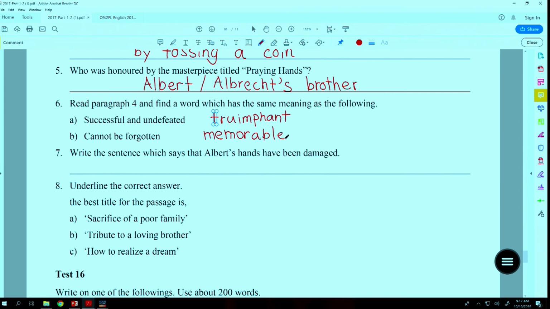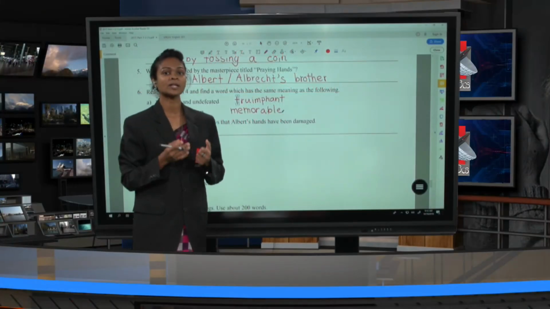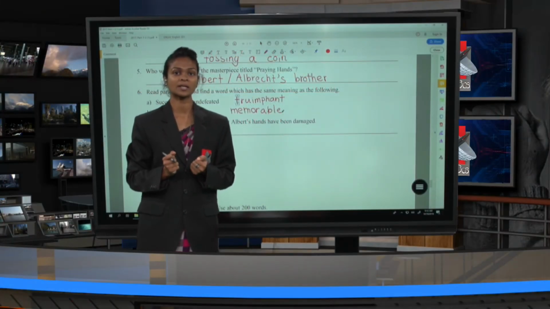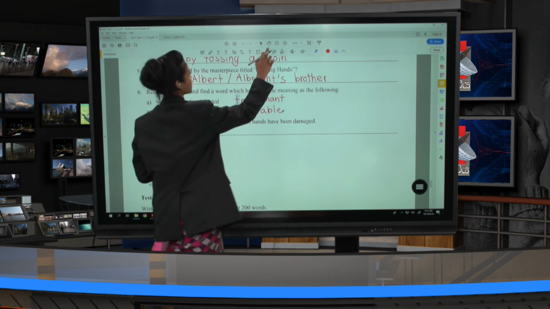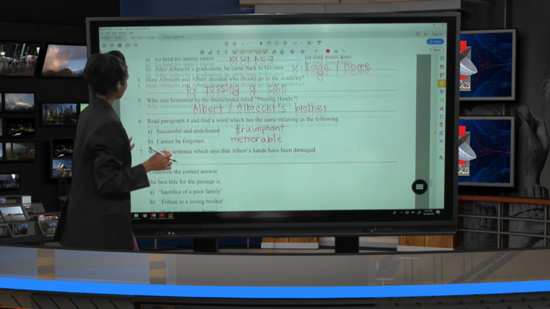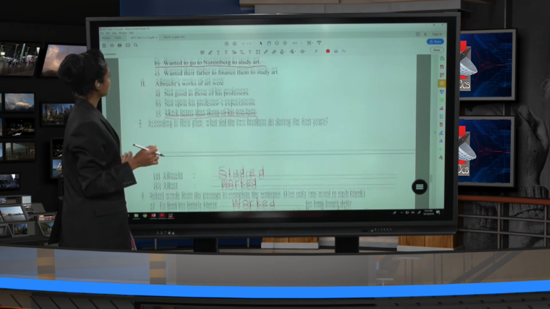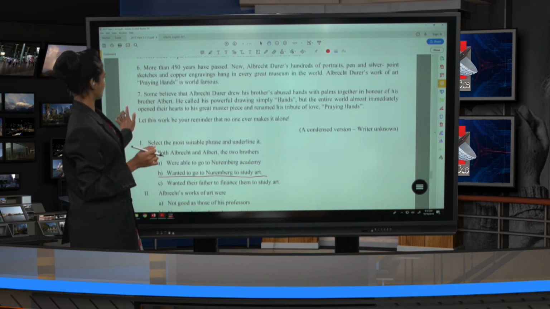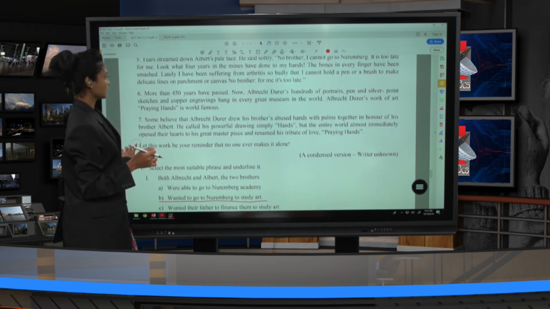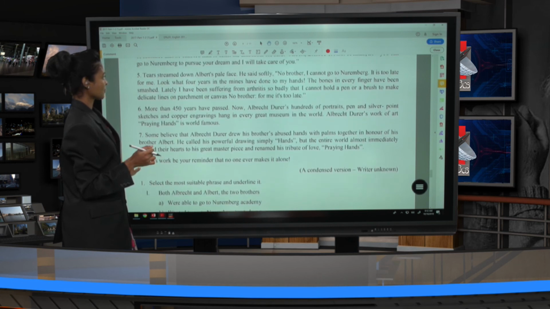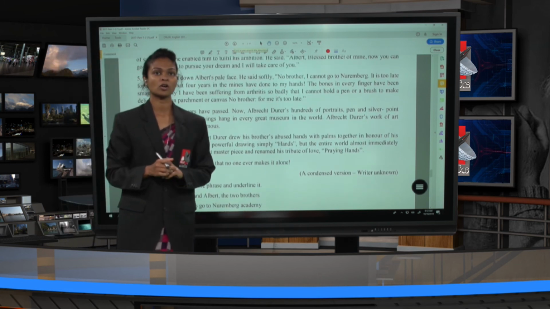Then seventh. Write the sentence which says that Albert's hands have been damaged. So we will move to the paragraph again where it should be. Here in your fifth paragraph.